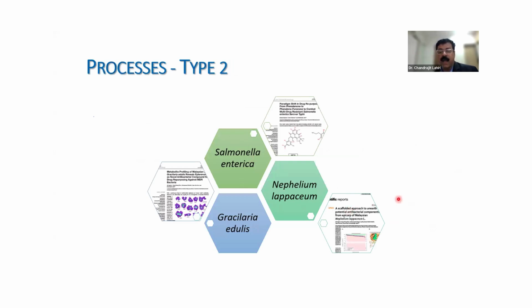So I'm not going into the detail of each of them. There are several such works being done on a Malaysian fruit, Nephelium lappaceum, and then Gracilaria edulis, a Malaysian red seaweed found in the seashores of Malaysia, also found across several other seashores across the world.